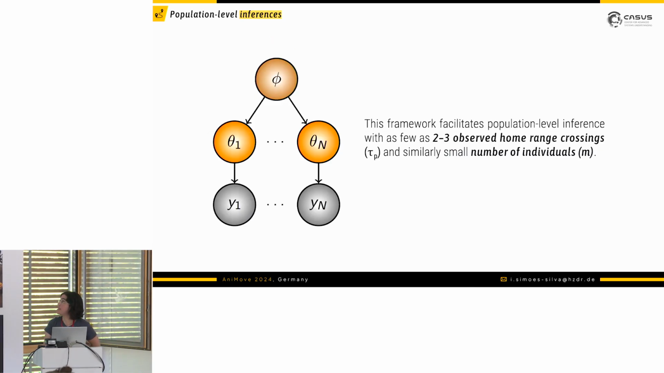The good thing about this method as well, you only really need 2 or 3 observed home range crossings and a similar small number of individuals. So even if you have only 2 or 3 individuals, you can still use this method to get the mean home range area for all the individuals. So that's good.